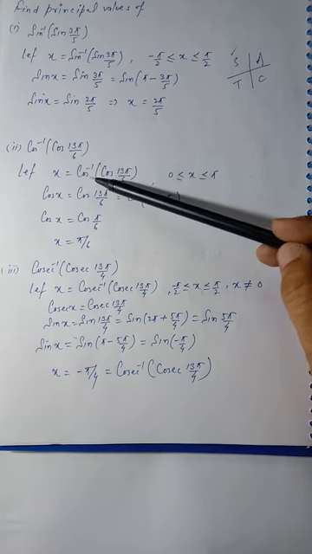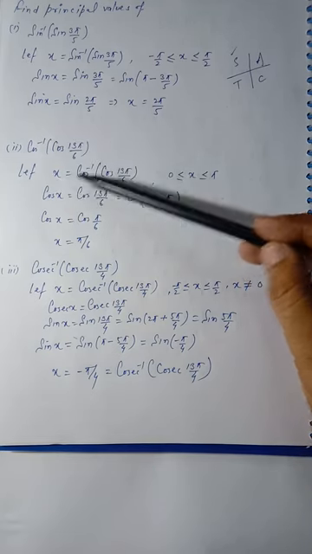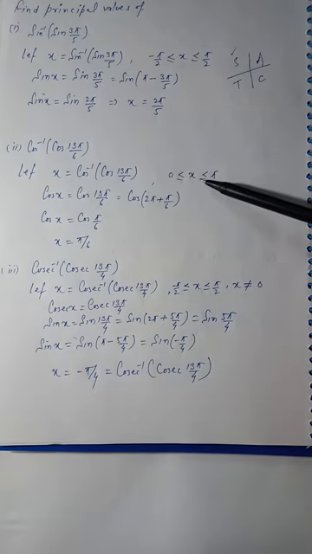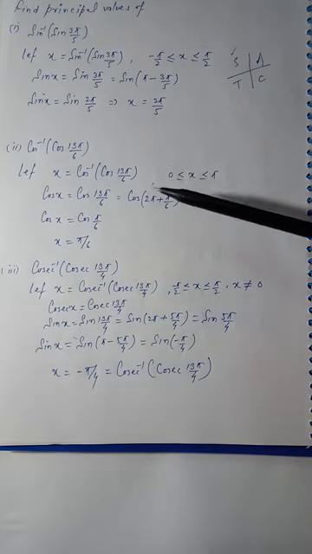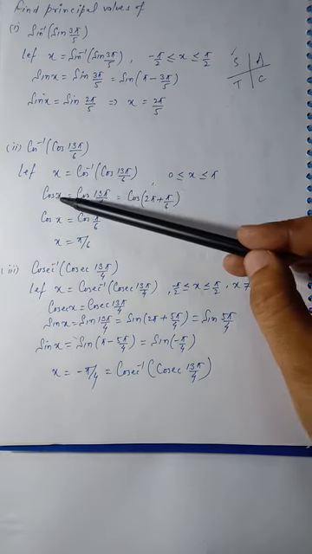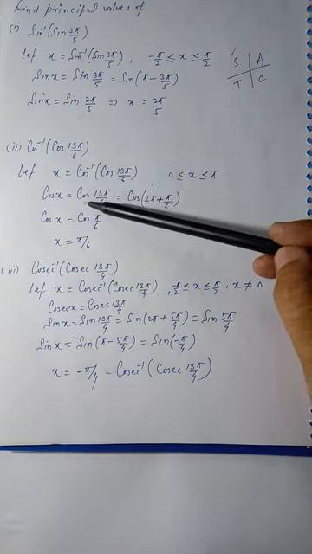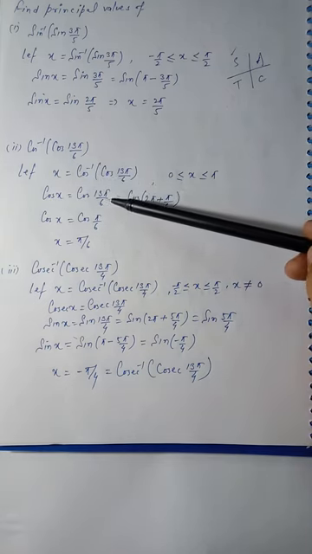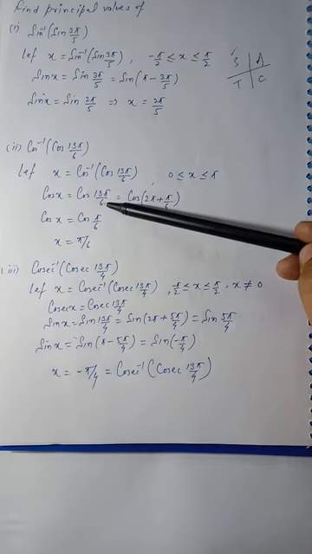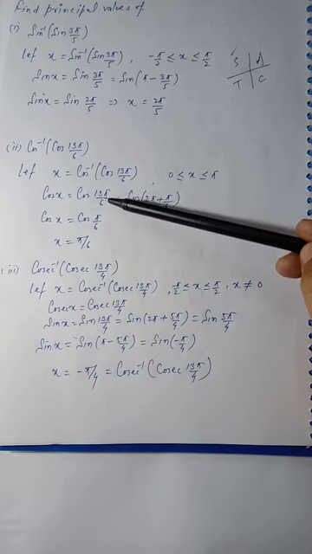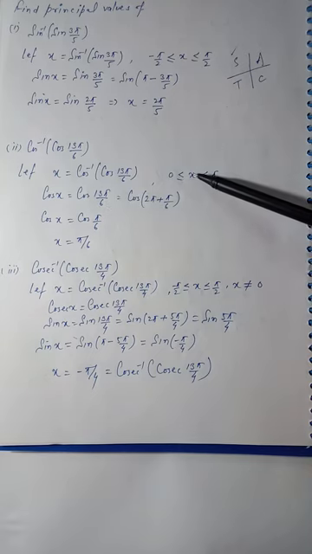Assume it is x, but this x must lie between 0 to pi because this is the range of the cos inverse function. Now this inverse comes to this side, so it becomes cos x is equal to cos 13 pi by 6. Now see this 13 pi by 6: when you divide by 6, it is actually more than 2 pi, but we must get the value of x between 0 to pi.